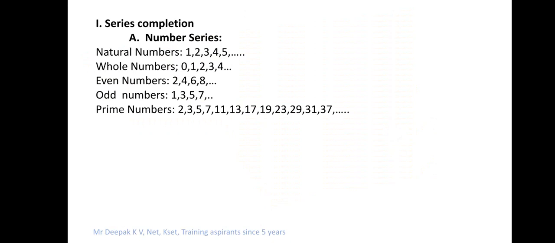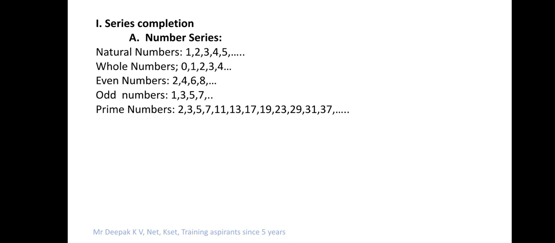Okay, so the series completion, one is a number series where the natural numbers are 1, 2, 3, 4, 5. Likewise, it's infinite. The whole numbers are 0, 1, 2, 3, 4. You know about the even numbers as well, 2, 4, 6, 8. Odd numbers 1, 3, 5, 7, and infinite. But these prime numbers are a little bit different. So what are prime numbers? Even you can include the 1 in this particular series.